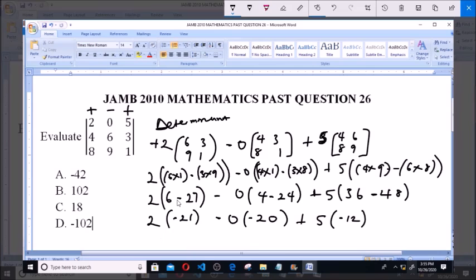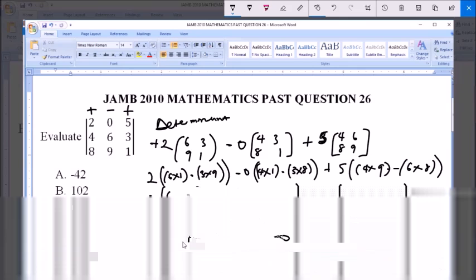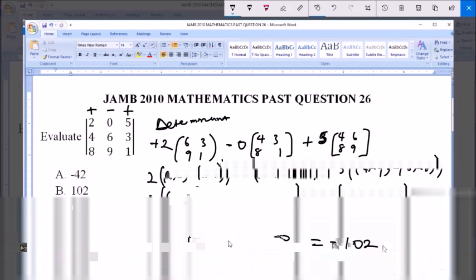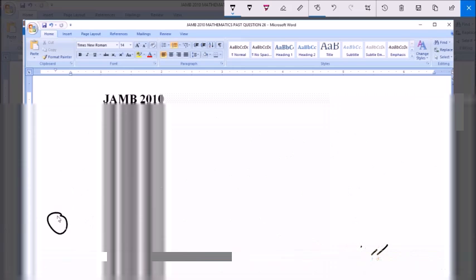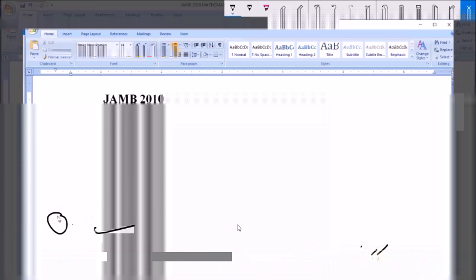Now 2 multiplied by minus 21 will give me what? Minus 42. Minus 0 multiplied by minus 20 will give me what? 0. Then 5 multiplied by minus 12 will give me what? Minus 60. Now when I add this together, minus 42 minus 0 minus 60 will give me what? Minus 102. And that is what? Option D. So the answer to this question is minus 102.